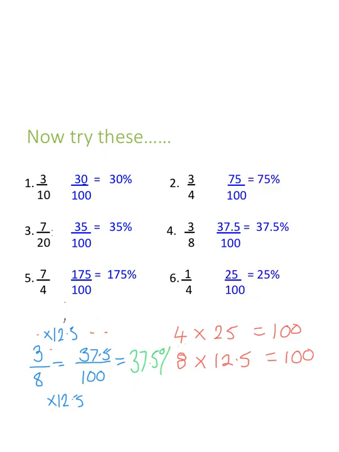So here are your answers for questions 2, 4 and 6. So the main point here is that to change a fraction into a percentage, try and multiply the denominator by a number to change it so that it's over 100.